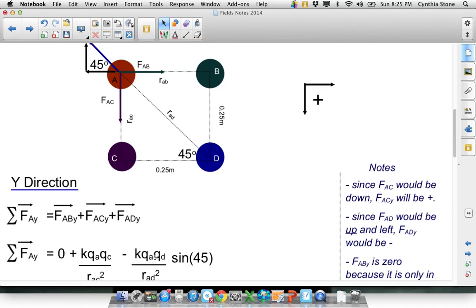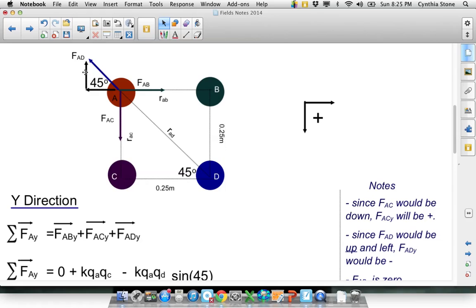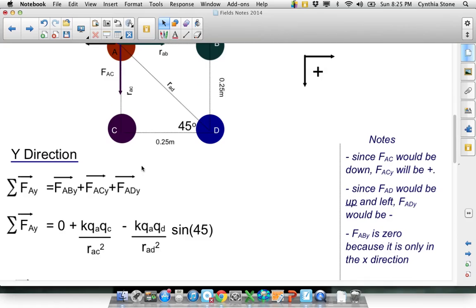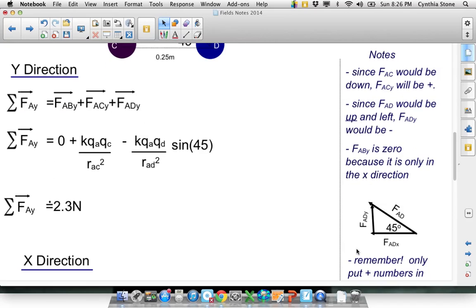Then you put in the numbers for these. It's sine 45. Well, it's because, like I just drew here, it's opposite that 45 degrees. Okay, so that's where all that came from. Solve for FAY, just substitute in the numbers and solve. Well, here I drew the vector right there too.